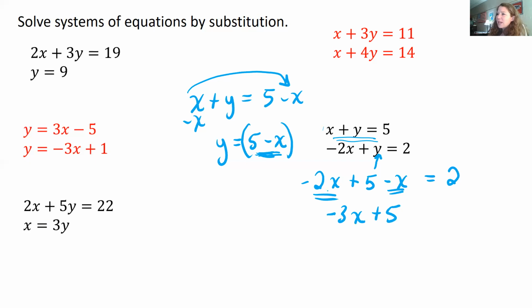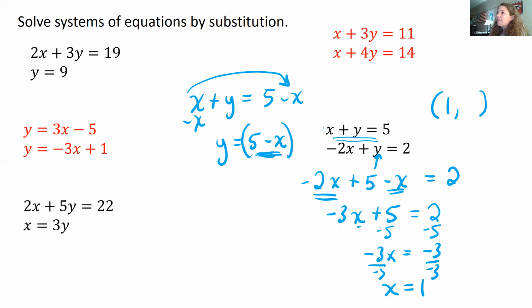All right, so negative 2x minus 1x is negative 3x plus 5 equals 2. I'm going to solve for x. I'm going to subtract 5 from both sides. So I have negative 3x is equal to negative 3. And then finally, the opposite of times 3, I'm going to divide everything by negative 3. So x is equal to negative 3 divided by negative 3, which is positive 1. So half my answer is 1.